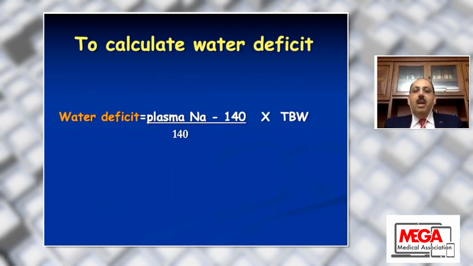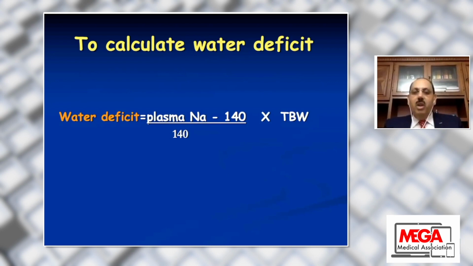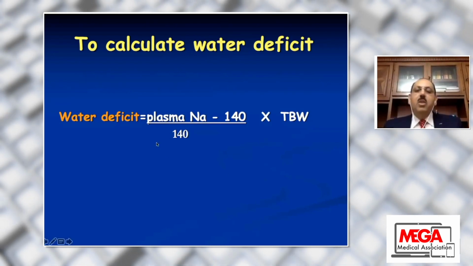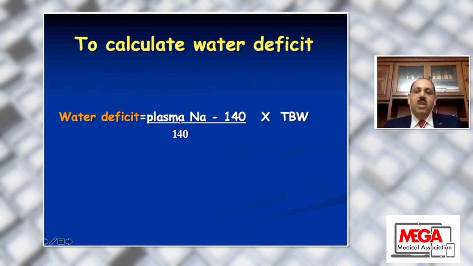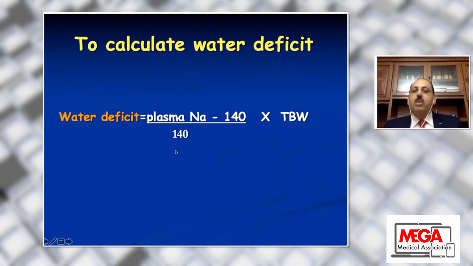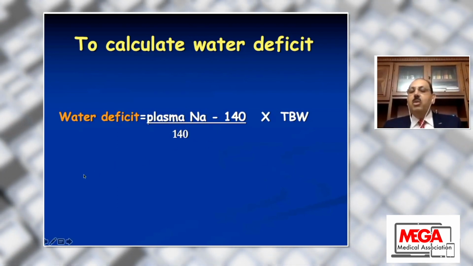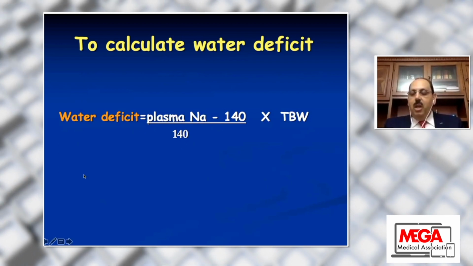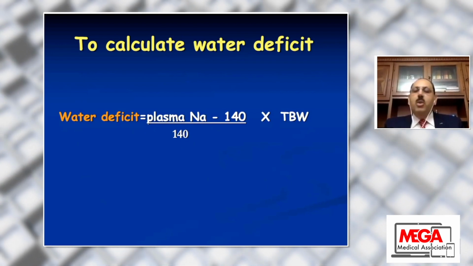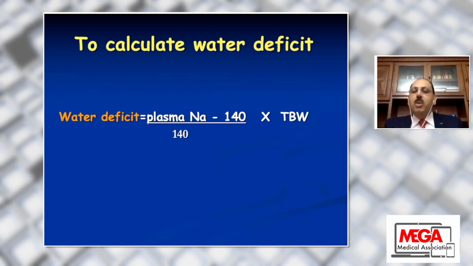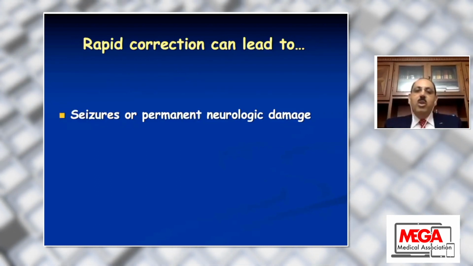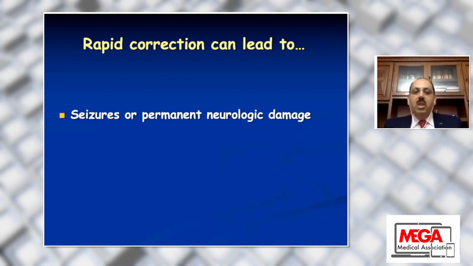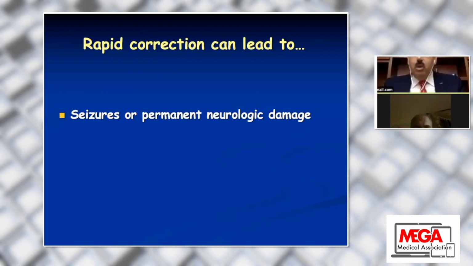Here, to calculate the water deficit, we have an equation where water deficit equals plasma sodium minus 40, say 160 or 170, minus 40, over 140, multiplied by the total body water, which is body weight multiplied by 0.6 in case of male and 0.5 in case of female. Also, rapid correction should be avoided because it will result in seizure and permanent neurological damage.